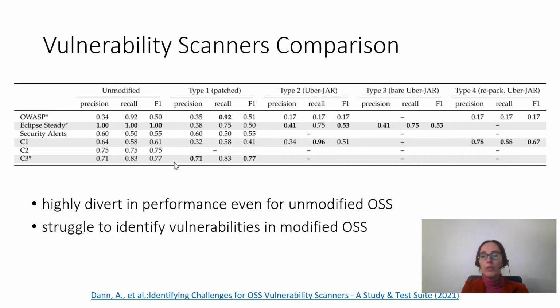What is also evident from this table is that all the tools struggle with modified open source software, in particular when the metadata are not available, like for bare Uber jars. Also note that the test suite contains also vulnerabilities with no code fixes. And I would say that only scanners C2 and Steady provide a reasonable result in the presence of recompilation or lost metadata. But one conclusion that we can for sure draw is that managing known vulnerabilities is all but easy. And for sure, vulnerability scanners still need to improve.